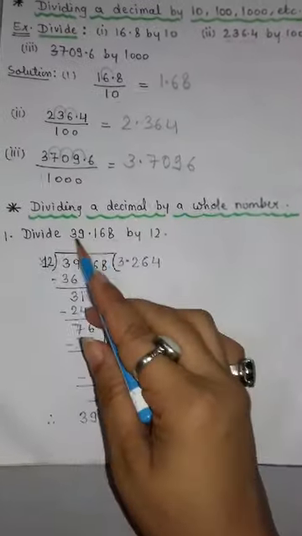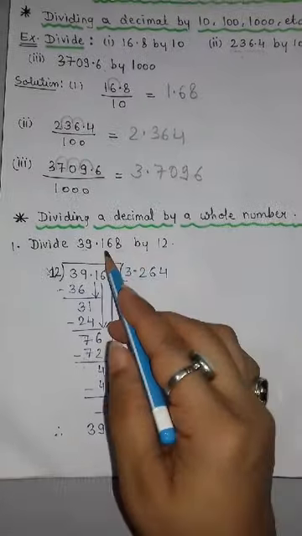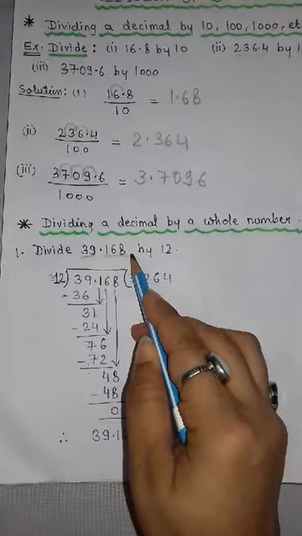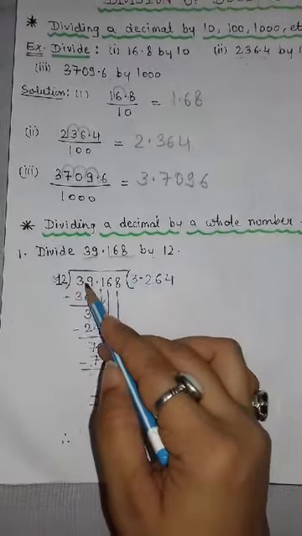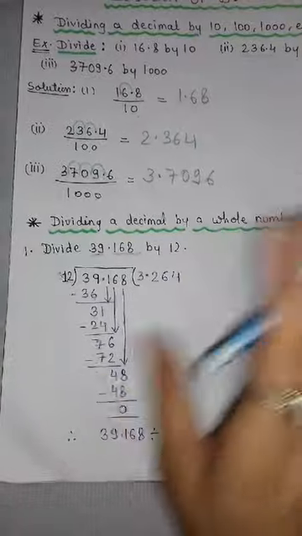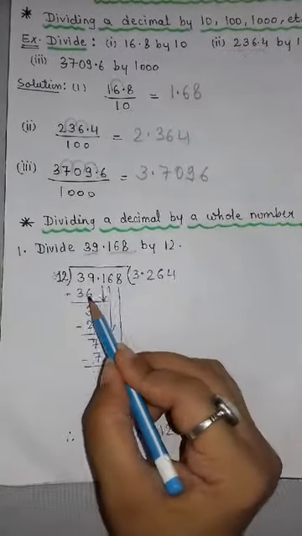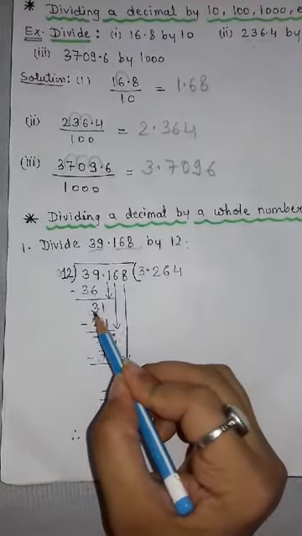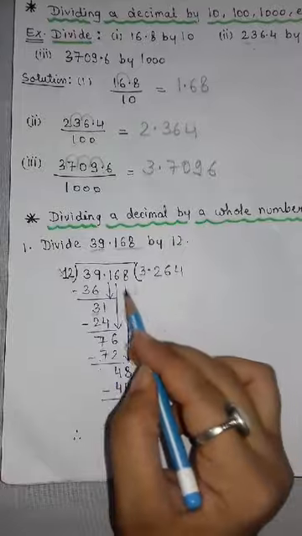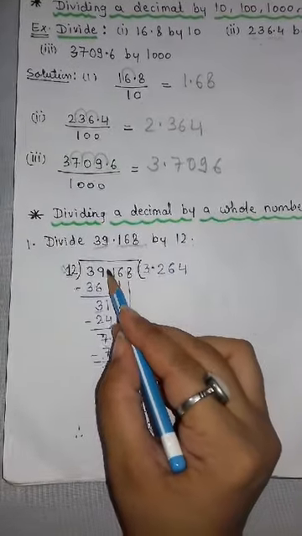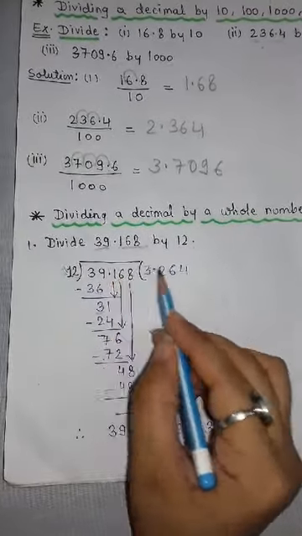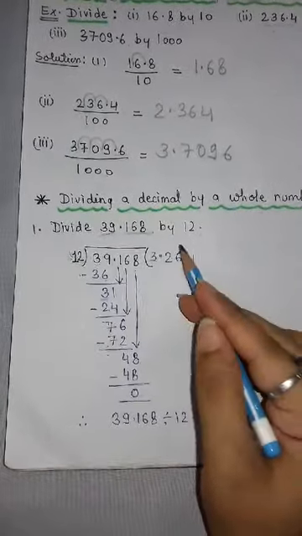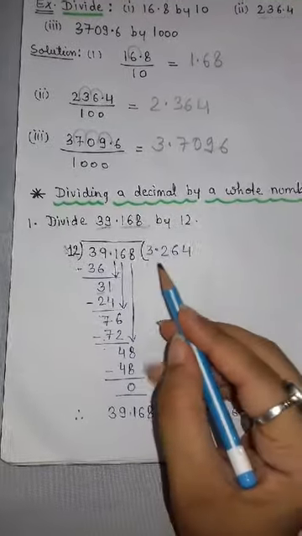Here, divide 39.168 by 12. Here, 39 is the whole number part and 168 is the decimal part. So first divide 39 as we divide the whole number. 12 3s are 36. Subtract, remainder 3. When we divide the whole number part, then put the decimal point in the quotient here. And now again divide as we divide the whole number.